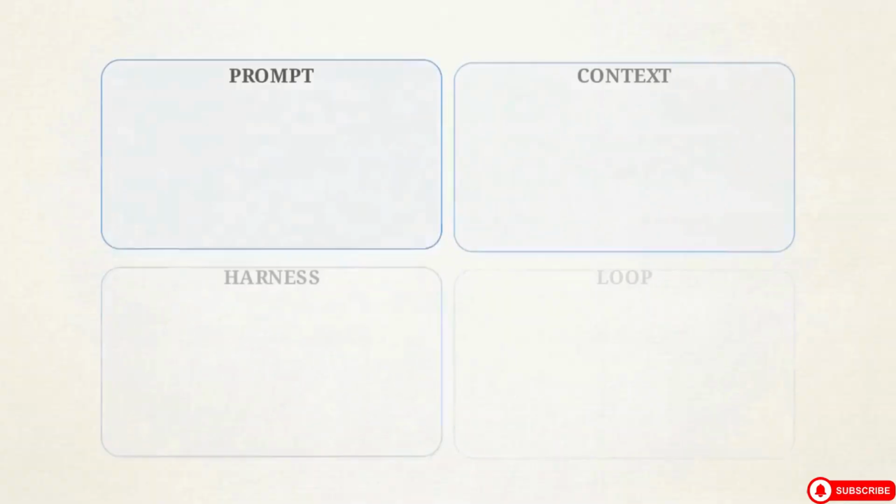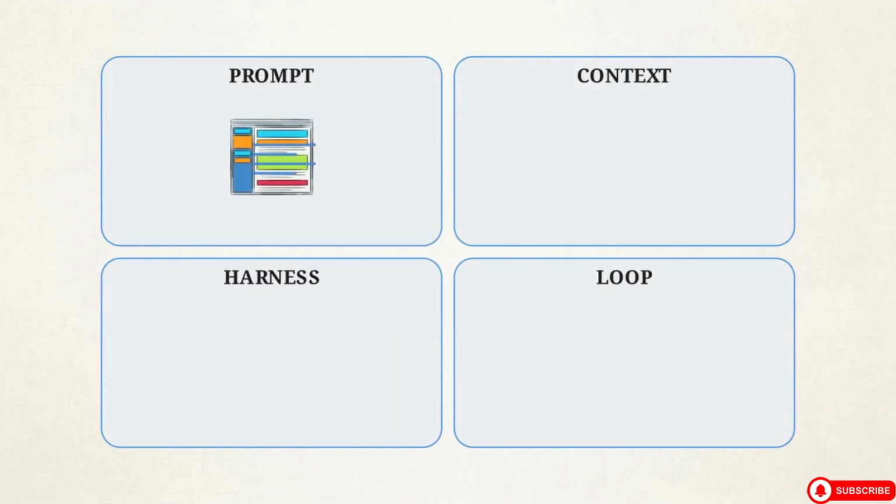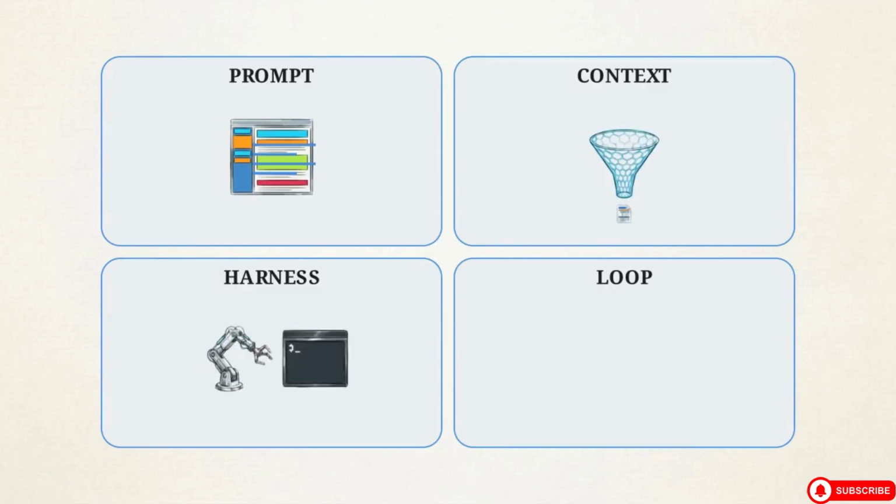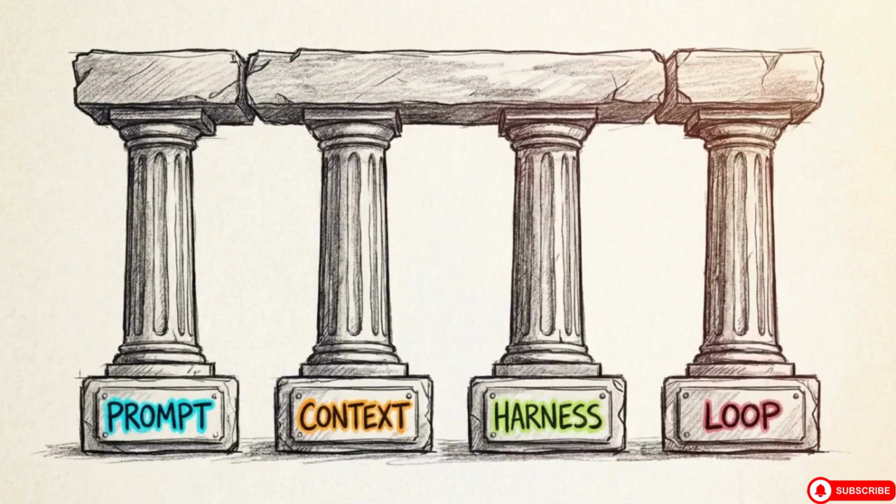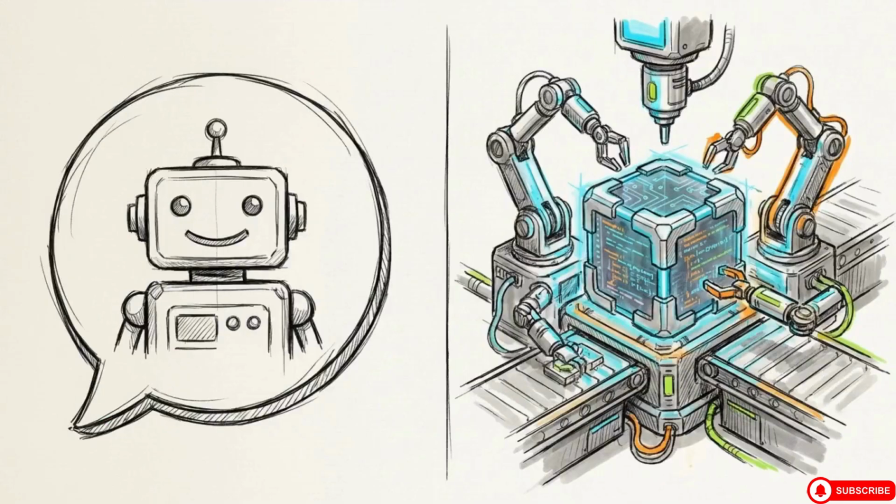To summarize, the prompt provides the instructions, and the context manages the information the agent is allowed to process. The harness establishes the agent's capabilities, and the loop drives the iteration until the task succeeds. These 4 pillars provide the structural framework you will need to understand as you move from simple chatbots to designing autonomous coding systems.